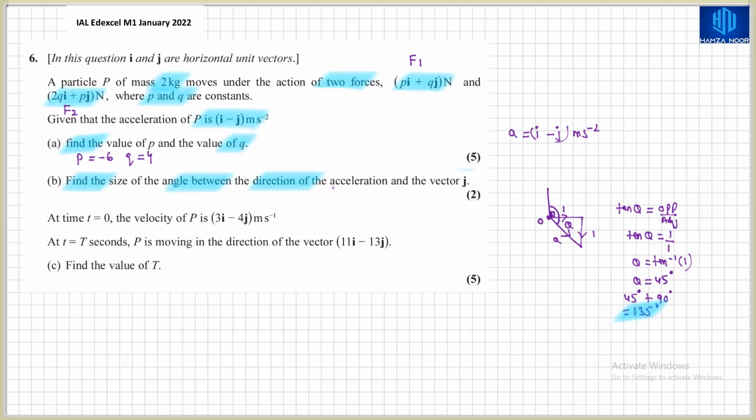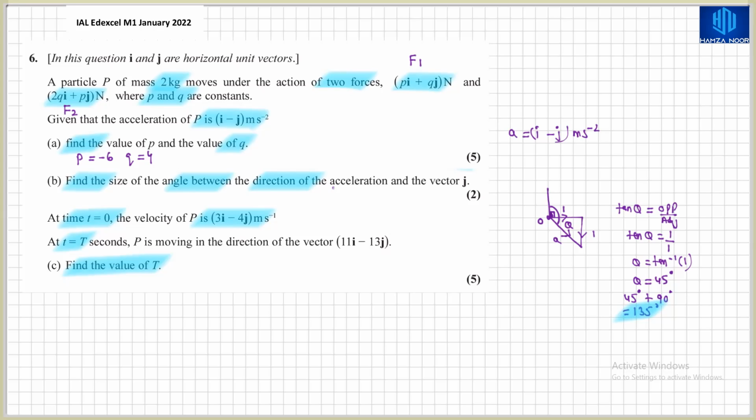Now we have some information before part C. It says that at time t equals 0, the velocity of P is 3i minus 4j meters per second. So this is basically the initial velocity vector, the vector u. And it says that at time t equals capital T seconds, particle P is moving in the direction of the vector 11i minus 13j.